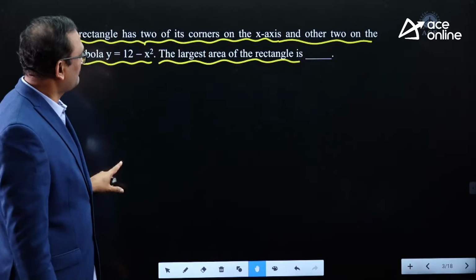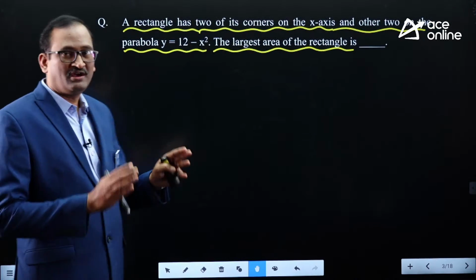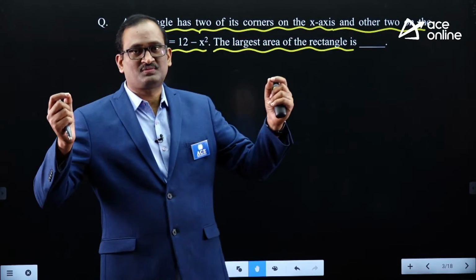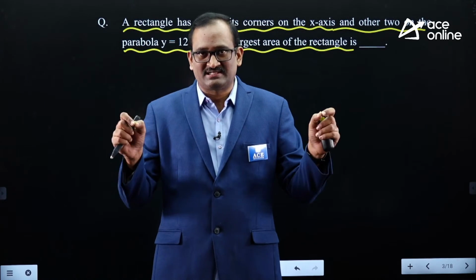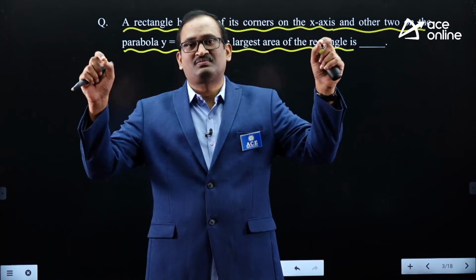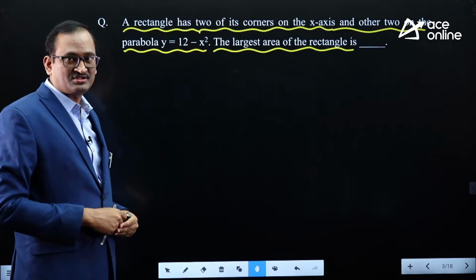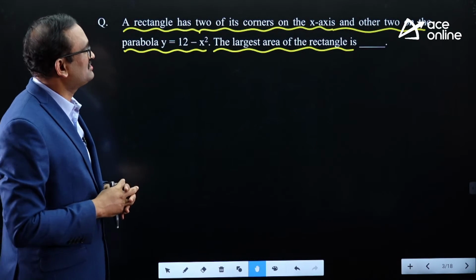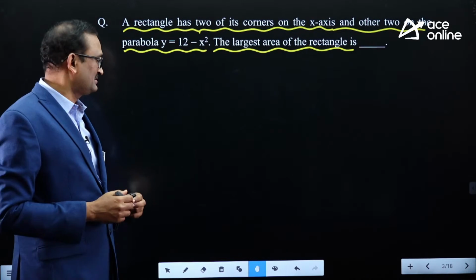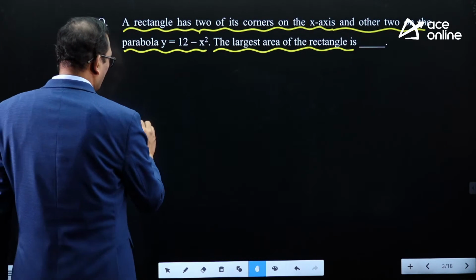Try to understand the question properly. We have one rectangle, two corners of the rectangle will lie on the x-axis and the other two corners of the rectangle will lie on the parabola y equal to 12 minus x square. Therefore, the largest area of the rectangle is, first of all you observe a rough diagram.